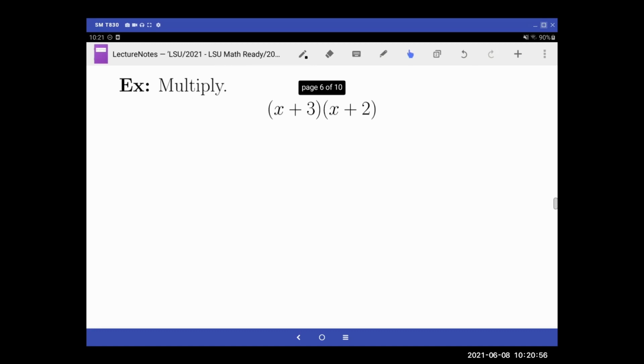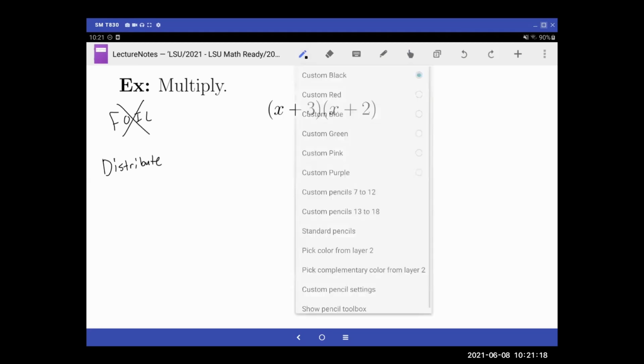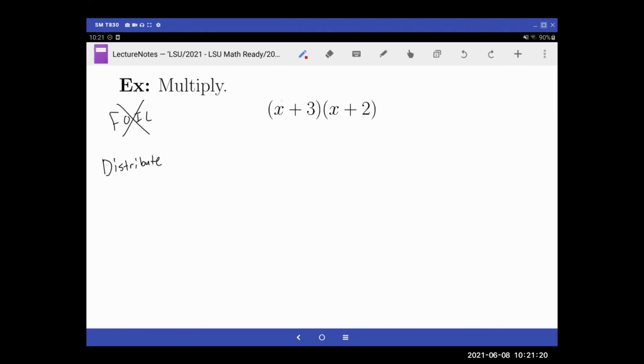Okay, let's talk about multiplication, right? So multiplying expressions together, people tend to talk about FOIL. I don't like to say FOIL because it's not applicable all the time. Instead, I like to say distribute because that will always hold true. Now, FOIL would work in this problem, but I don't want you to think about it in terms of foiling, right? I want you to think distribute the x. Okay, so if I distribute the x, x times x is x squared.